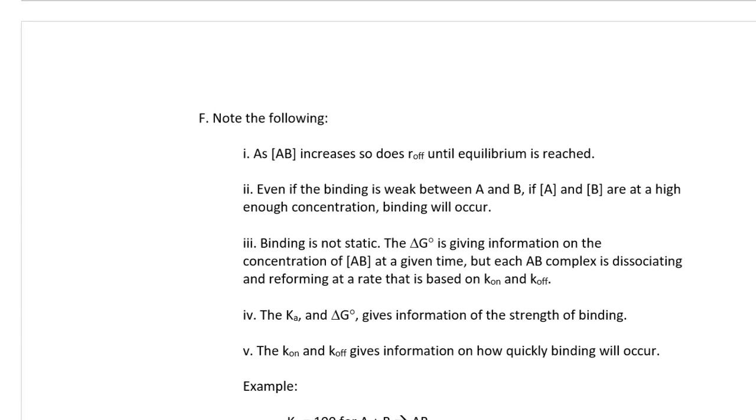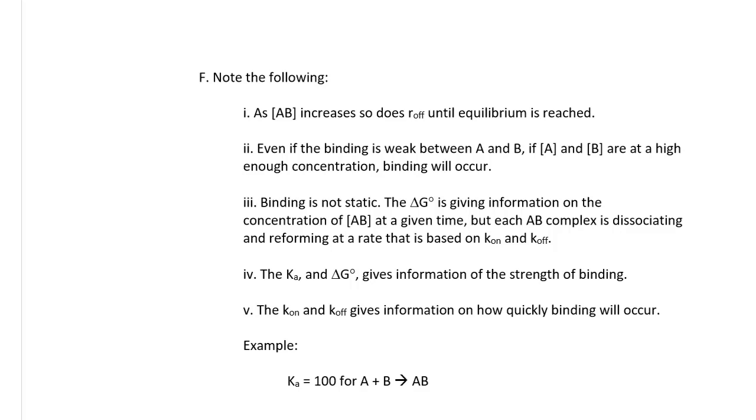So note the following. As the concentration of AB increases, so does rate off until equilibrium is reached. Even if the binding is weak between A and B, if A and B are at high enough concentrations, binding will occur. And neither one of these statements is anything different than what we said for chemical reactions. They're still true for binding reactions too. If you have an unfavorable chemical reaction, for example, let's say with an equilibrium constant of 1 over 100, well, if I have enough reactant, I'm going to get a little bit of product. So even if binding is not preferred, if I have a high enough number of the molecules in a solution, a small proportion will be binding to each other. That's all this one is saying right here.